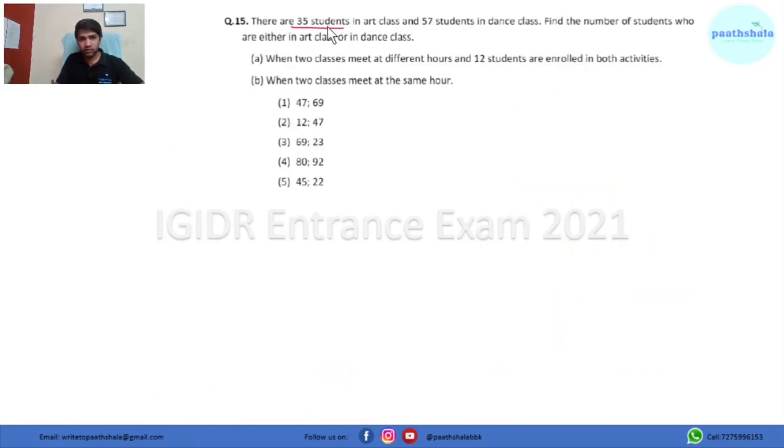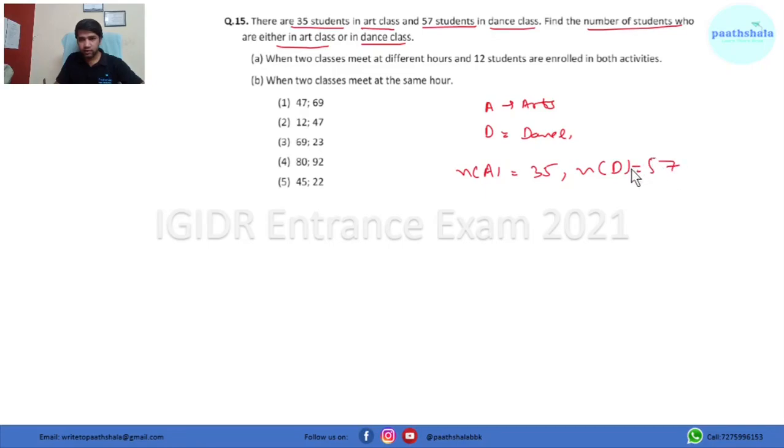This is a question from set theory. Here it is saying that there are 35 students in the art class and 57 students in the dance class. Now we have to find the number of students who are either in art class or in dance class. Okay, so let A denote arts and D denote dance. So we have n(A), the number of students in art, that is 35, and n(D) is 57, and it is asking to find n(A union D), in both the cases.